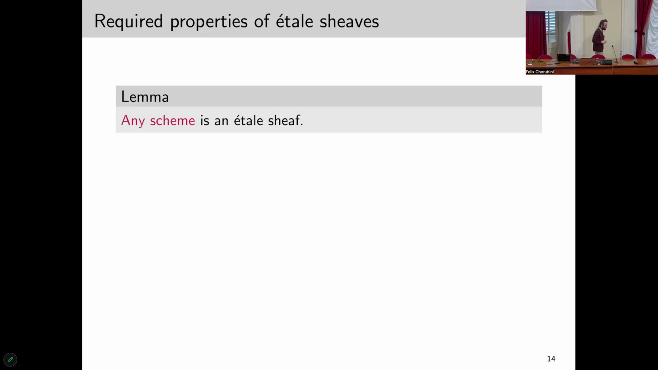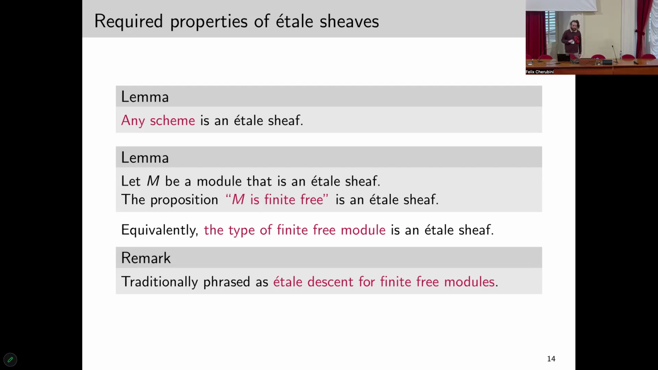So now there's a couple of required properties of étale sheaves for the rest of the development to work. Beyond being a Lex modality, actually there's two of them. The first one is that any scheme is an étale sheaf. This I will not explain the proof, but that's required. And the second, which is perhaps a bit more complicated, says that if M is a module and the underlying type of M is an étale sheaf, then the proposition that M is finite free is itself an étale sheaf.